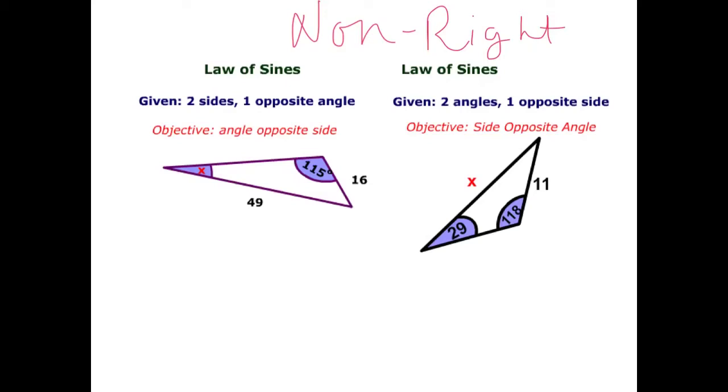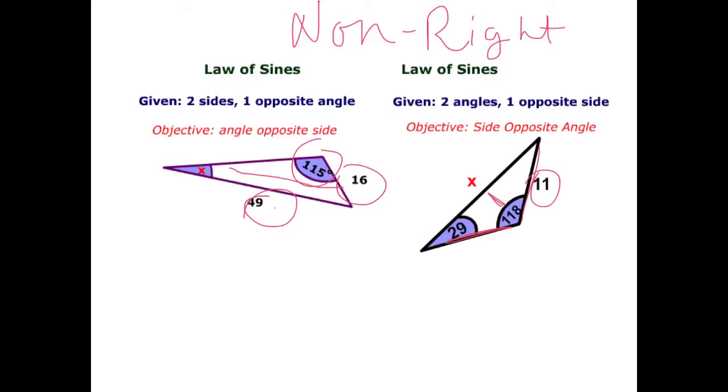In both situations here, we need to have 3 pieces of information and 1 unknown, and the unknown should be across from something we already know. So you could be given 2 sides and an opposite angle. Here's 1 side, 2 sides, and an angle, and then we're looking for the angle across. Or we could be given 2 angles and 1 side, and be looking for a side across from an angle.